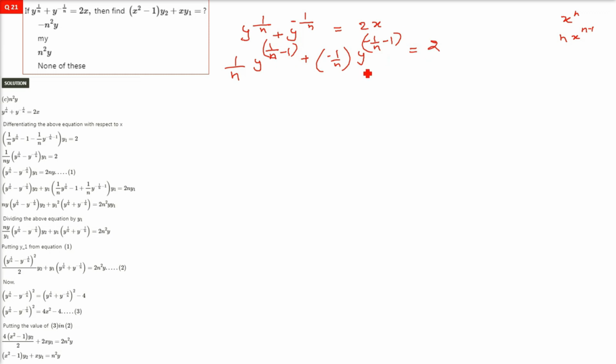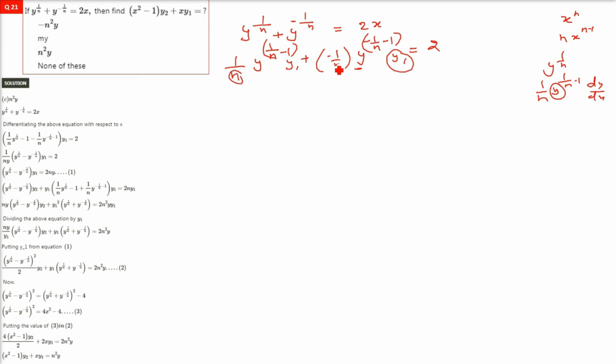Because we have to keep an eye on what is being expected also. (x square minus 1) into y2 plus x y1, this is being asked. So we have just done one part, because once you differentiate y to the power 1 by n, it will be 1 by n, y to the power 1 by n minus 1. But what about y? There will be dy by dx also in both the terms. So I have to introduce or include y1 also.